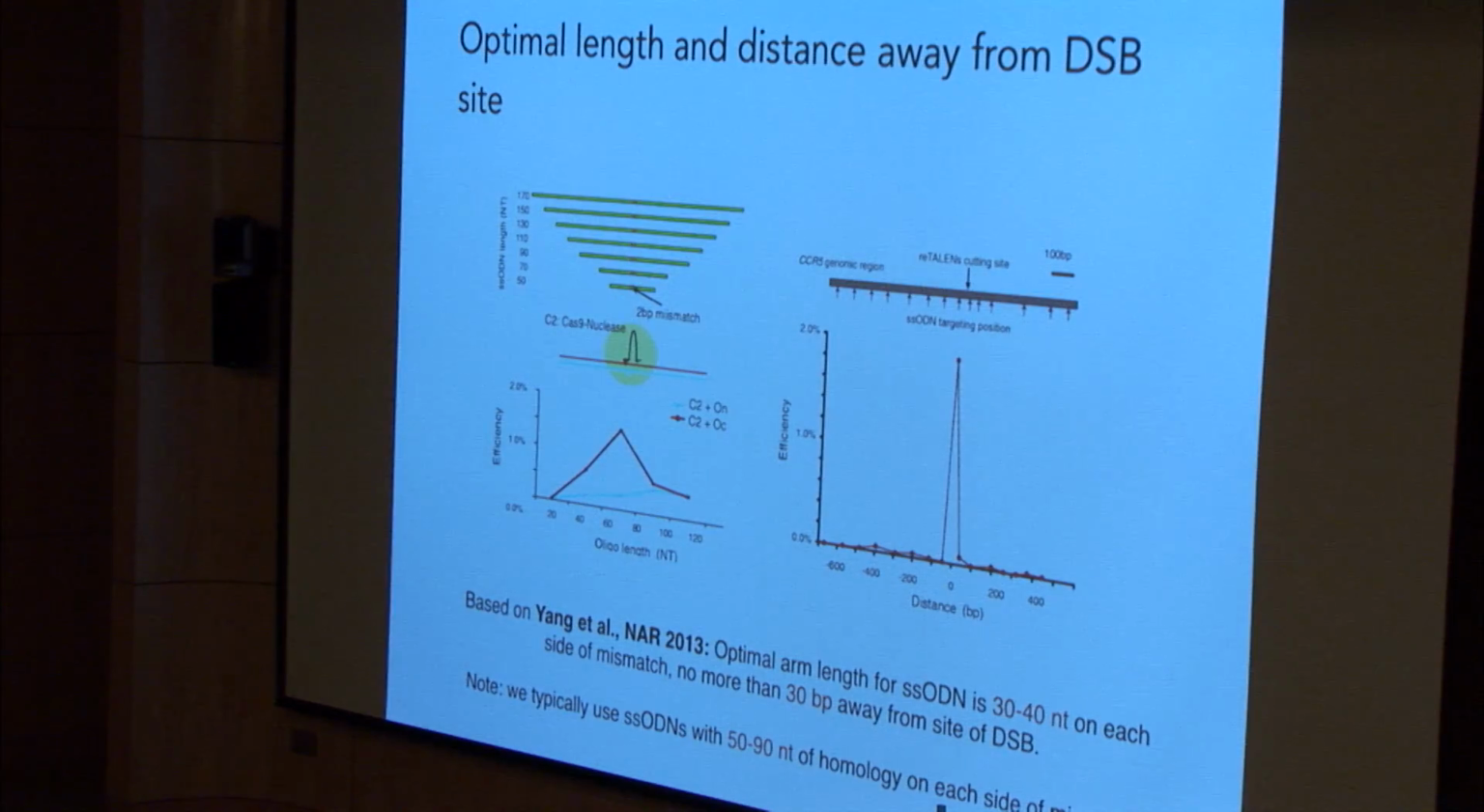So first, it needs to have a PAM site. Second, you ideally want it to have low or no off-target cutting. And then lastly, especially for HR, it's recommended that you cut about 30 base pairs away from the site of the double-strand break. So it needs to be in pretty close proximity to where you want to modify.